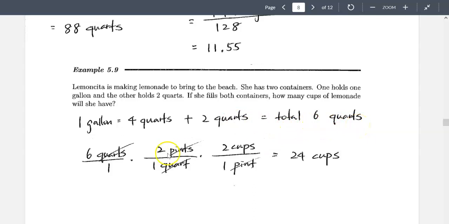But how many cups is that? So then the question becomes, how do you change 6 quarts into cups? So 6 quarts over 1 times 2 pints equal to 1 quart times 2 cups equal to 1 pint. After you cancel out quart, cancel out pint, you end up with 24 cups.